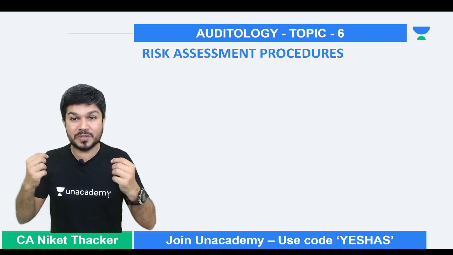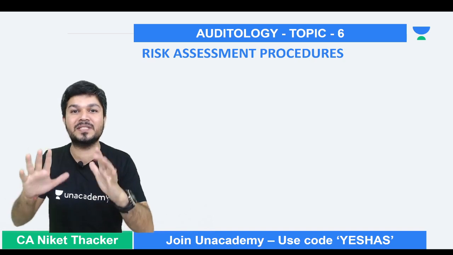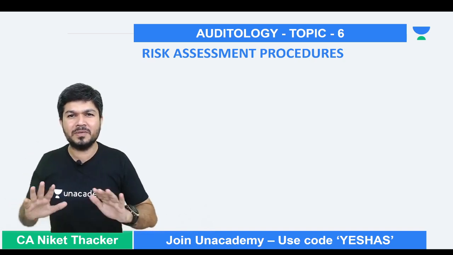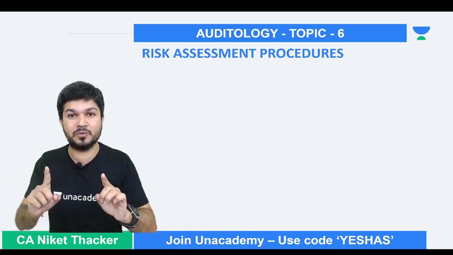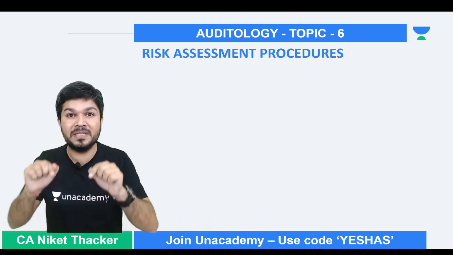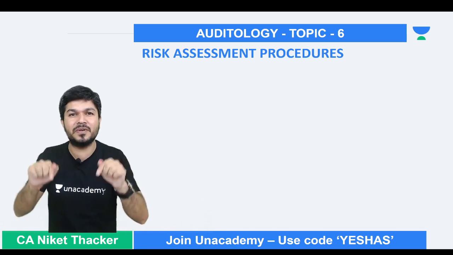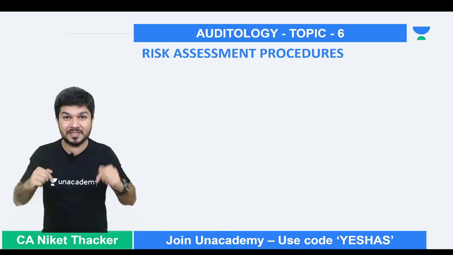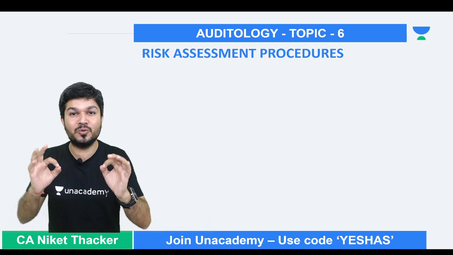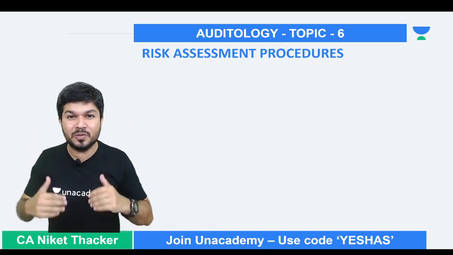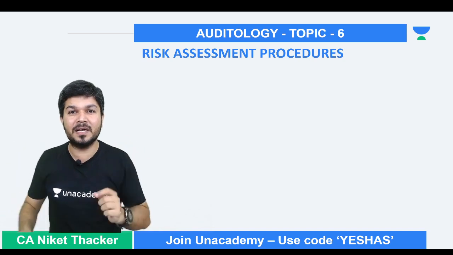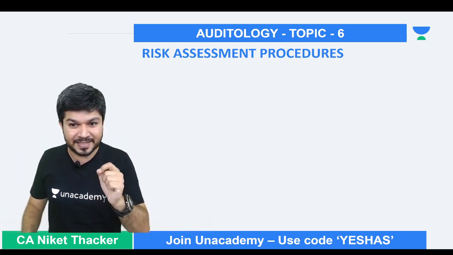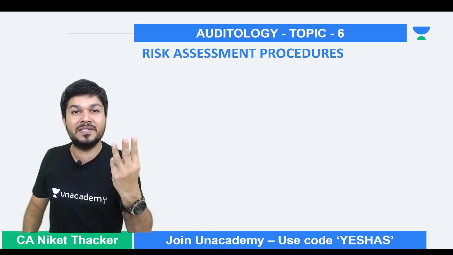In your audit, you start with first risk assessment procedure. Sir, don't we start with compliance procedure and then substantive? Sir, before compliance procedure, substantive procedure, there will be this risk assessment procedure. This comes first. When I start an audit, first I have to do risk assessment procedure. I need to try to find the areas where there can be fraud and error. And sir, how do I find this? By understanding the entity, environment, internal control.